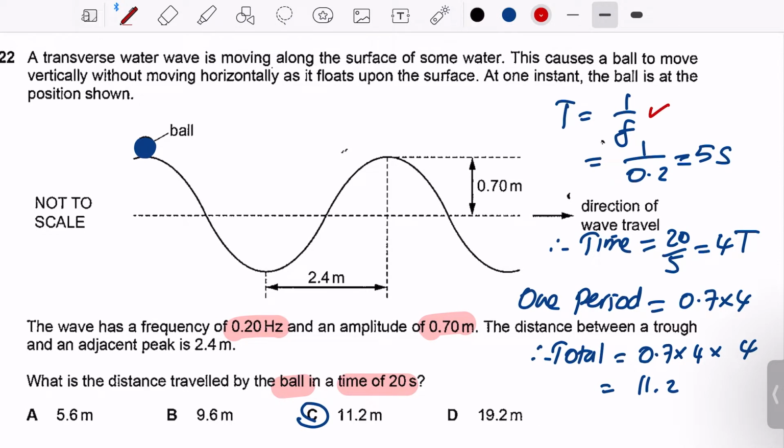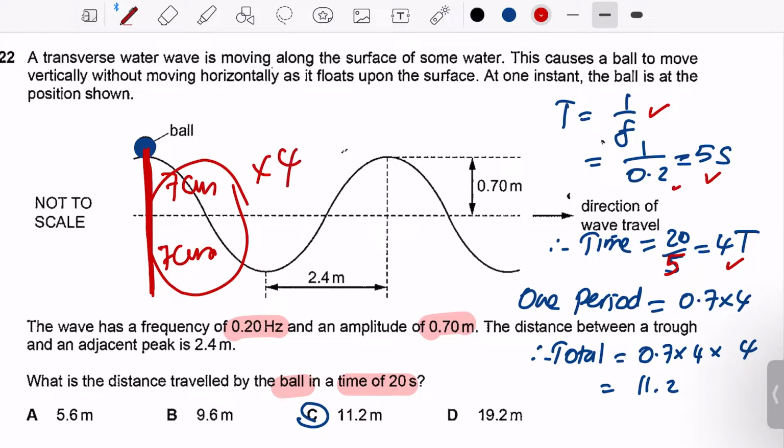So from there you can find the oscillation period for this ball, that is 5 seconds. So the time is divided by the period; you can say it is 4 period times. But in 1 period time, if you look at the left hand side of the screen, you can see this is 7 centimeter, 7 centimeter, and then again back. So it is 7 times 4, the distance it travels in one oscillation. Now we have 4 periods, so altogether 11.2 meters the ball will be moving within these 20 seconds.